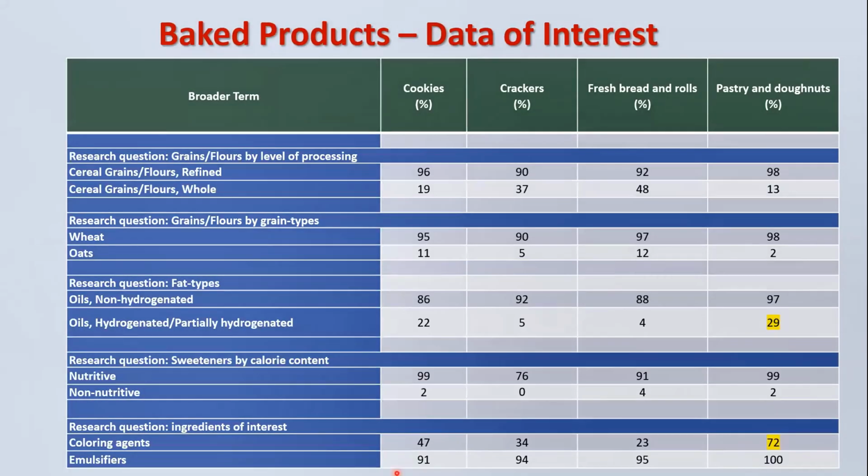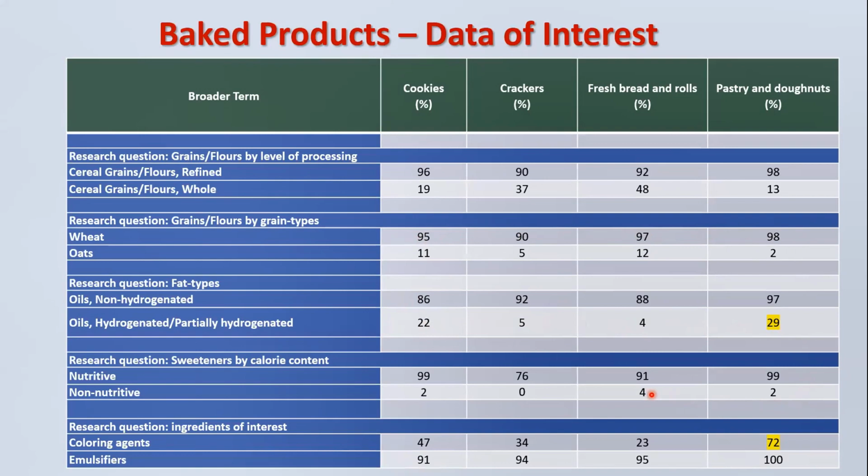Some more data that we thought may be of interest. Only 5% of the top selling baked products are wheat-free. Hydrogenated and partially hydrogenated oils continue to be used. The use of non-nutritive sweeteners is limited in baked products, with the highest reported of 4% in breads.